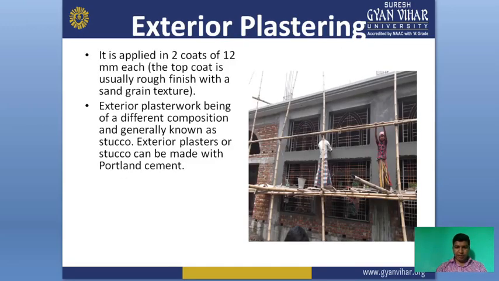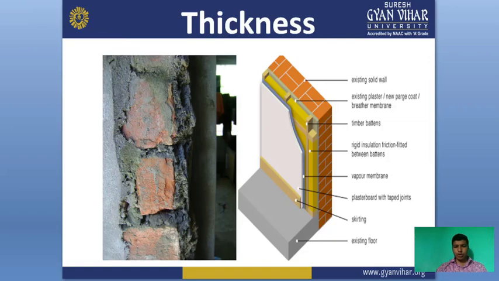This is another example of exterior plaster. See in this photo, the exterior plaster is done by masons, and it is applied in two coats of 12 mm, and each top coat is usually a rough finish with a sand grain texture. Exterior plaster work is of a different composition and is generally known as stucco. Exterior plasters can be made using Portland cement. This is the example showing the thickness and some components of the wall.